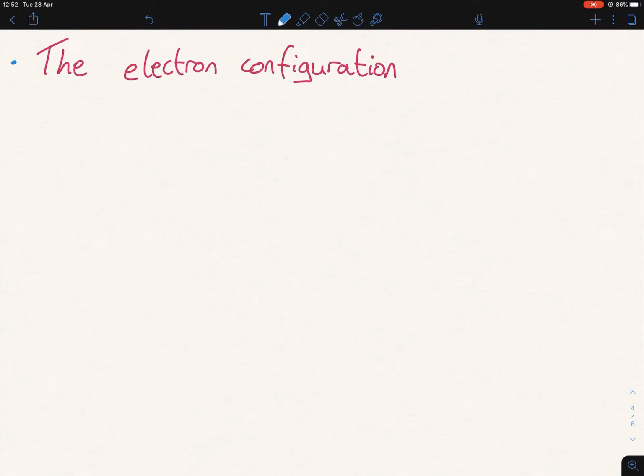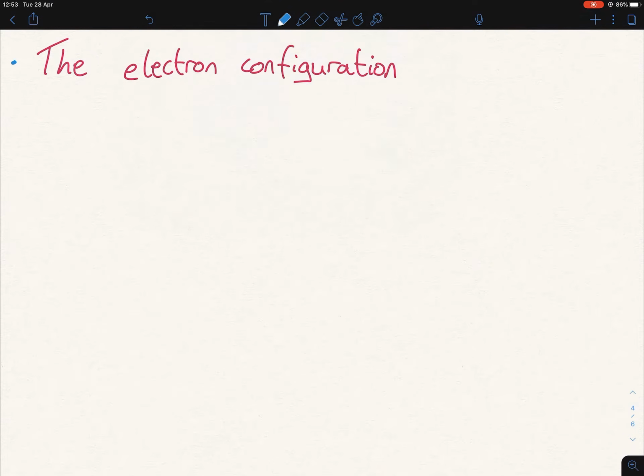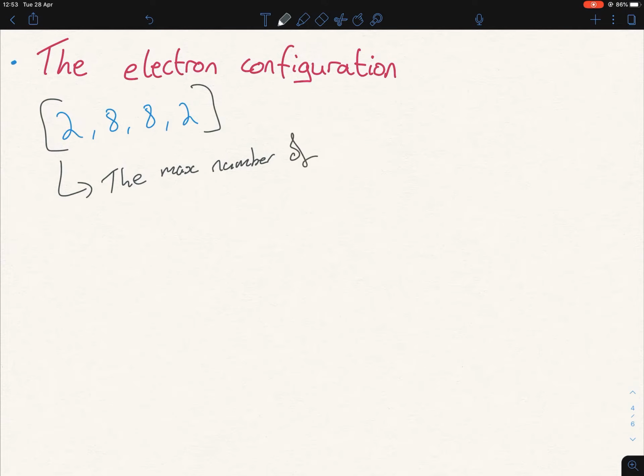So first off, there's a magic configuration here that you need to learn off. Actually, I might do a different color for this one. 2, 8, 8, 2. You have to learn this off. What it represents is the max number of electrons that a shell, sometimes we often use them as shell, an orbit can hold. So let's explain that in some detail. All of this represents the max number of electrons in an orbit.